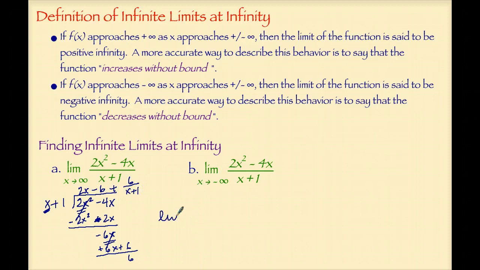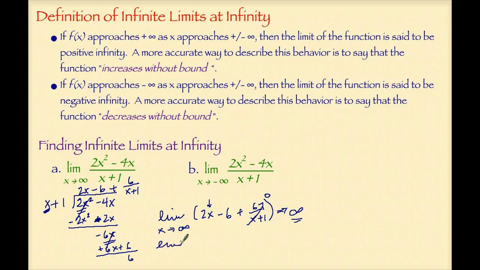Now let's take the limit as x approaches infinity of 2x minus 6 plus 6 over x plus 1. Notice that essentially, since this term is going to go to 0, we're really looking at the limit of 2x minus 6 as x approaches infinity. And when you insert positive infinity in here, you get positive infinity minus 6, which is positive infinity. So this is indicating that as x approaches positive infinity, the function is increasing without bound.